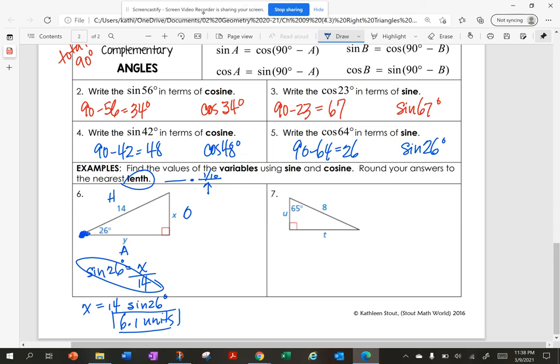Okay, to solve for y, I'm going to say the cosine of 26 degrees is y divided by 14, so adjacent divided by the hypotenuse. So I get y equals 14 times the cosine of 26 degrees. Rounding to tenths, I get y is about 12.6 units. Okay, can you try number 7? Can you pause the video while you try this?